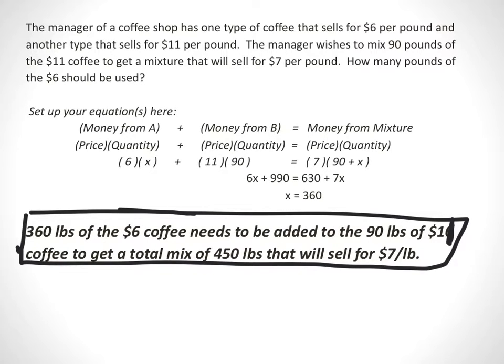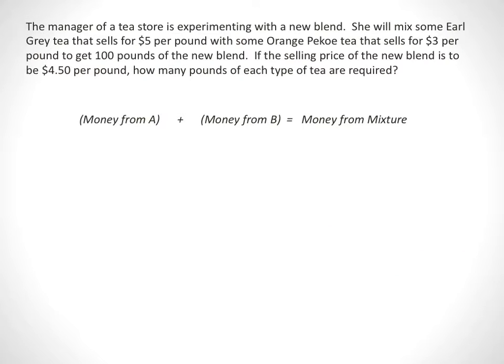Let's try another one. On this one, as you can see, we're doing tea now. The manager is going to mix Earl Grey that sells for $5 per pound with Orange Pekoe that sells for $3 per pound, and wants to get 100 pounds of the new blend. If selling the new blend for $4.50, how many pounds of each are required?